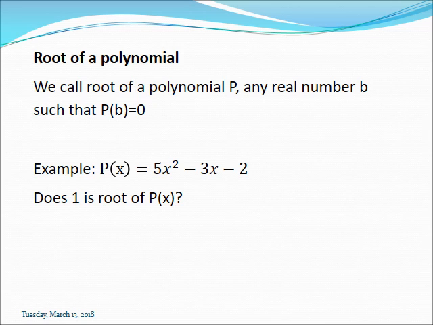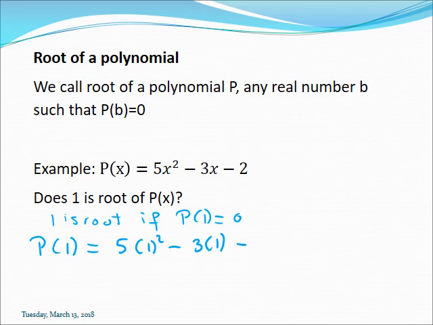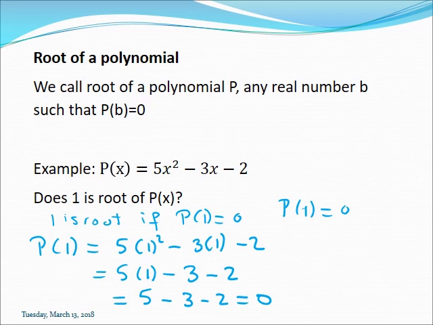Is 1 a root of P of x? We say that 1 is a root if P of 1 equals 0. Let's try. P of 1 equals 5 times 1 squared minus 3 times 1 minus 2. 1 squared is equal to 1. Minus 3 times 1 is minus 3, minus 2. So 5 minus 3 minus 2 equals 0. So P of 1 equals 0, then 1 is a root.